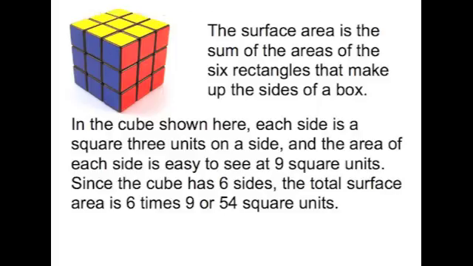The surface area is the sum of the areas of the 6 rectangles that make up the sides of a box. In the cube shown here, each side is a square, 3 units on a side, and the area of each side is easy to see at 9 square units, or 3 times 3. Since the cube has 6 sides, the total surface area is 6 times 9, or 54 square units.